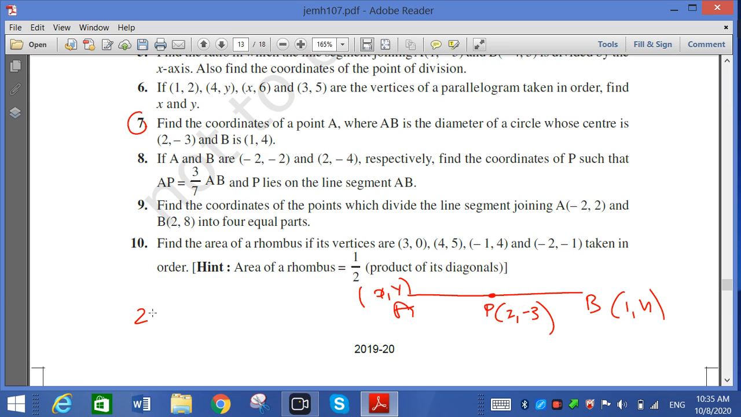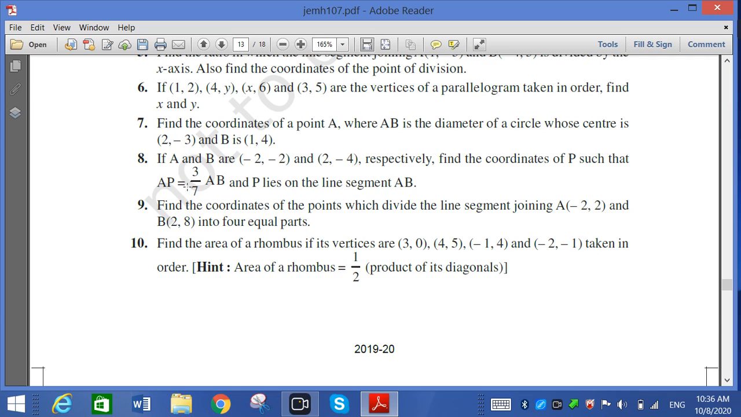Midpoint formula: 2 is equal to x plus 1 upon 2. So 2 twos are 4, so x is equal to 3. Again for the y value: minus 3 is equal to y plus 4 by 2. So minus 6 is equal to y plus 4, so y is equal to minus 10. So 3, minus 10 is the coordinate of A. When a diameter is given, we can use the midpoint formula. So these are hints; you have to solve it yourself.